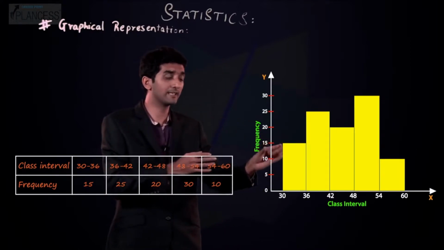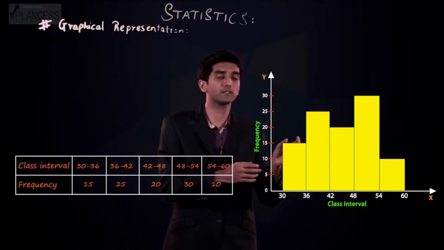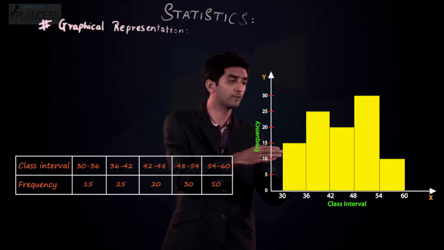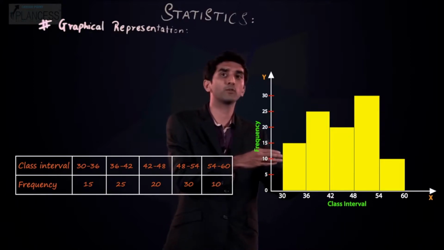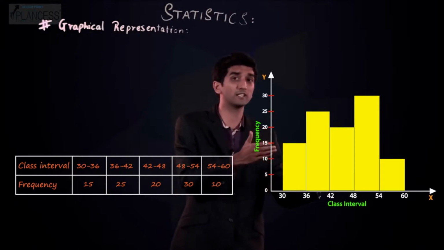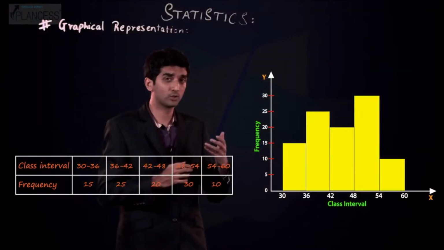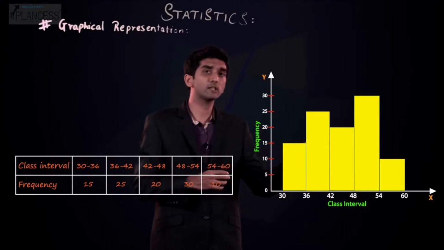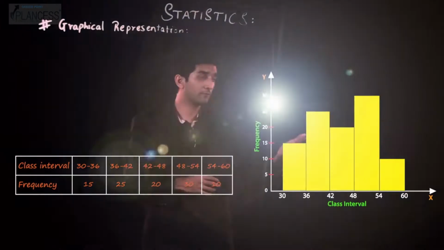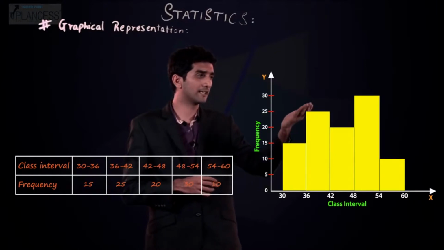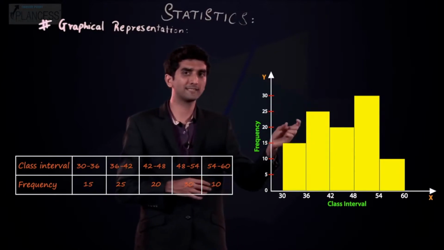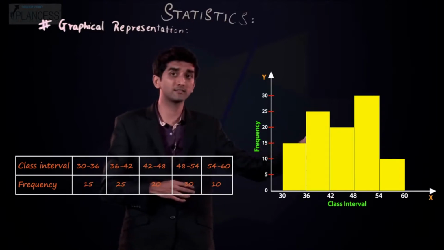So the first rectangle is going to be 30 to 36. The second is going to be 36 to 42, 42 to 48, 48 to 54, and lastly 54 to 60, all adjacent to each other, all touching, continuous data. It is an exclusive form group frequency distribution. For 30 to 36, the frequency is 15. So this rectangle is going to have a height of 15 and the width is going to be the same. Whatever it is, you have to be consistent with it.